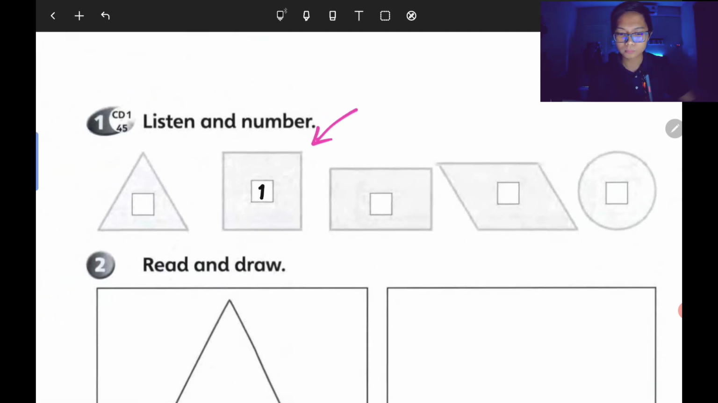Write number 2 in the circle. Write number 3 in the parallelogram. Write number 4 in the rectangle. Write number 5 in the triangle.